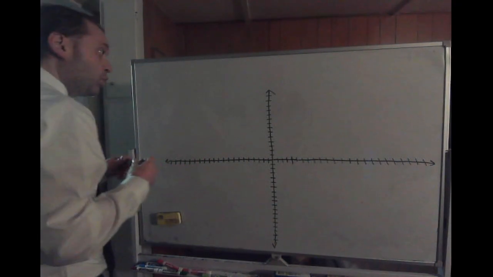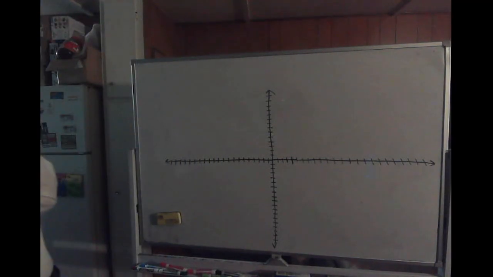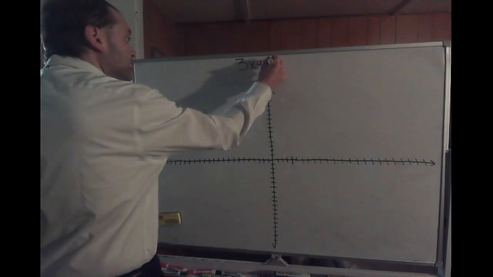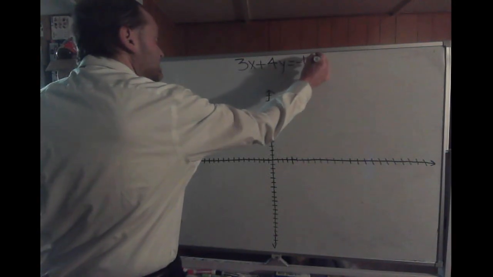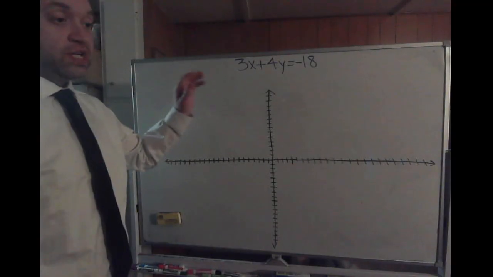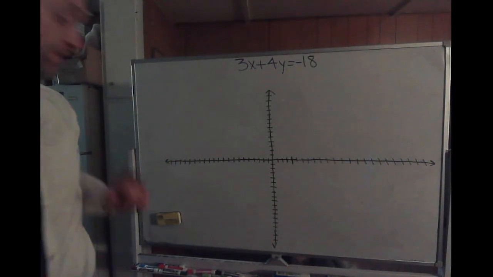Alright, so the last example for this lesson is going to be, alright, so we have 3x plus 4y equals negative 18. So we have the linear equation in standard form, 3x plus 4y is equal to negative 18.